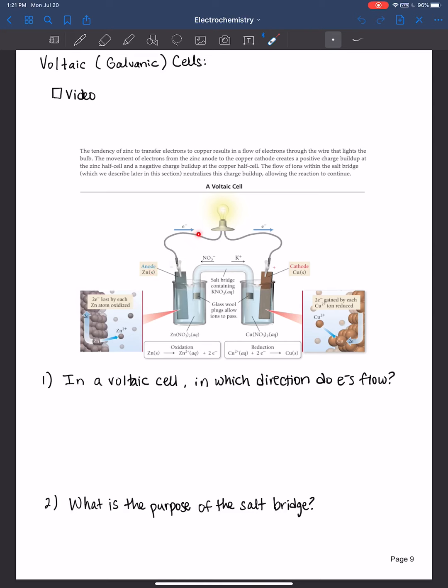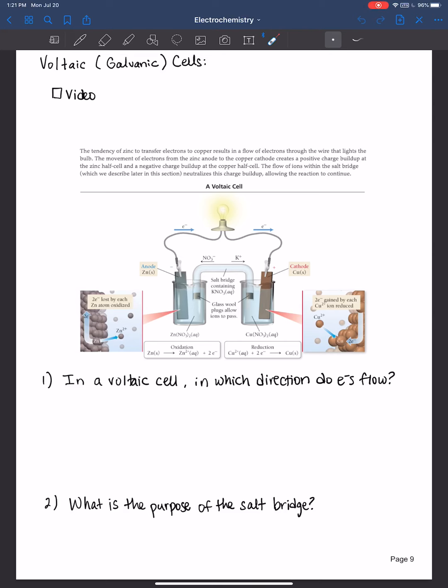And those electrons are traveling, once we've completed the circuit with the salt bridge, all the way over to the copper where reduction is taking place. And remember, reduction is a gain of electrons. The flow of ions within the salt bridge helps to neutralize the charge buildup, because as these electrons are leaving, you can imagine a positive charge buildup on the zinc side and a negative charge buildup on the copper side. That's why you must have that salt bridge to complete the circuit.